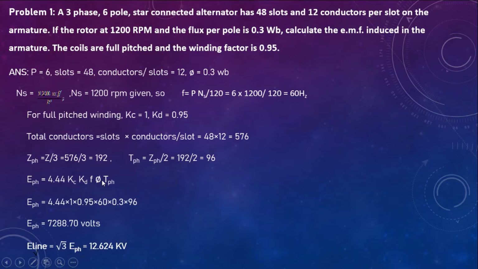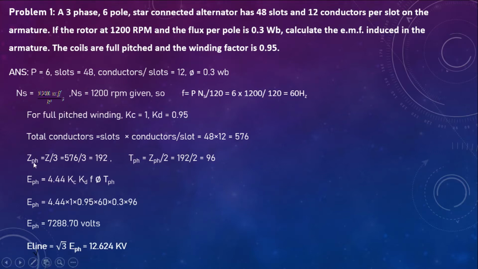So to calculate frequency F, we have Ns is equal to 120 F by P, where Ns is the given speed, rotor speed 1200 rpm, and from this we can calculate F as Pn by 120, 6 poles, 1200 by 120, 60 Hertz. So we got the frequency as 60 Hertz. Now to calculate T phase, you have to find out the Z phase, the number of conductors per phase. Once you find the number of conductors per phase, then we can go for T phase.